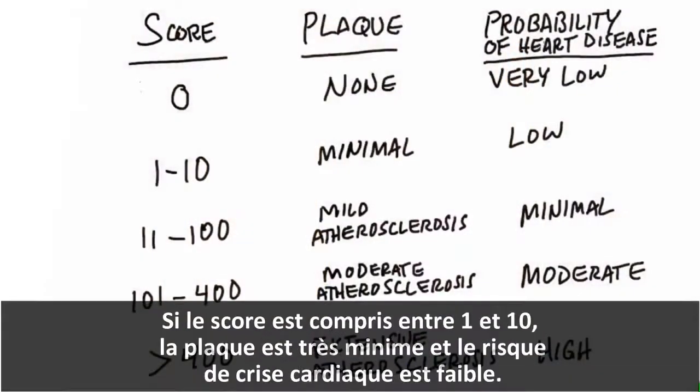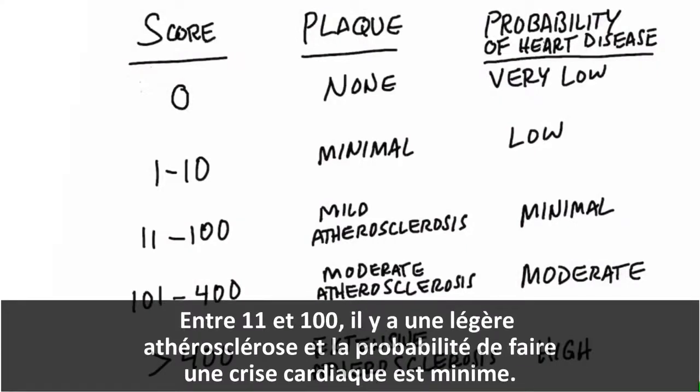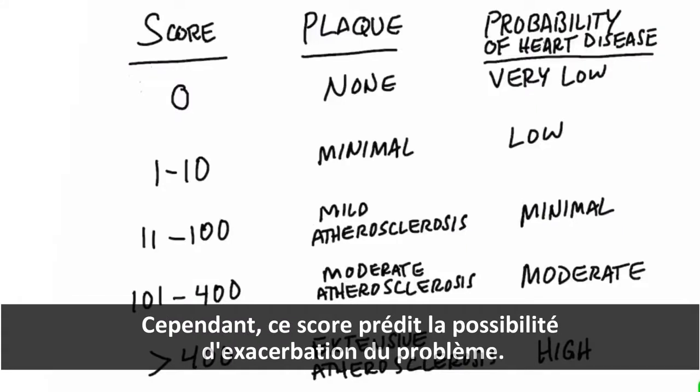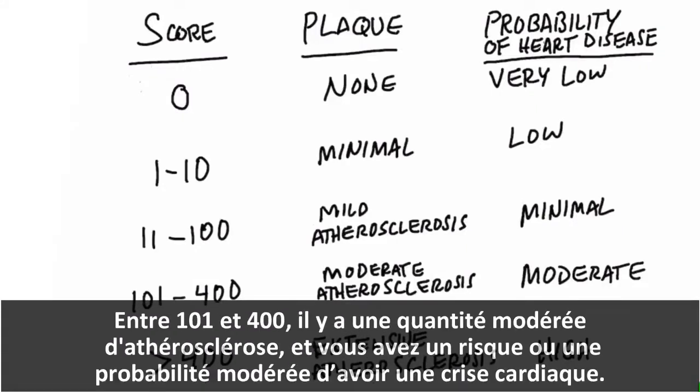All right, now if the score is between 1 and 10, the plaque is very minimal, and there's a low chance of getting a heart attack. If the score is between 11 and 100, there's mild atherosclerosis, and your probability of getting a heart attack is minimal, but it tells you something is brewing in the oven. Okay, so if your score is between 101 and 400, there's a moderate amount of atherosclerosis, and you have a moderate risk or probability of getting a heart attack.